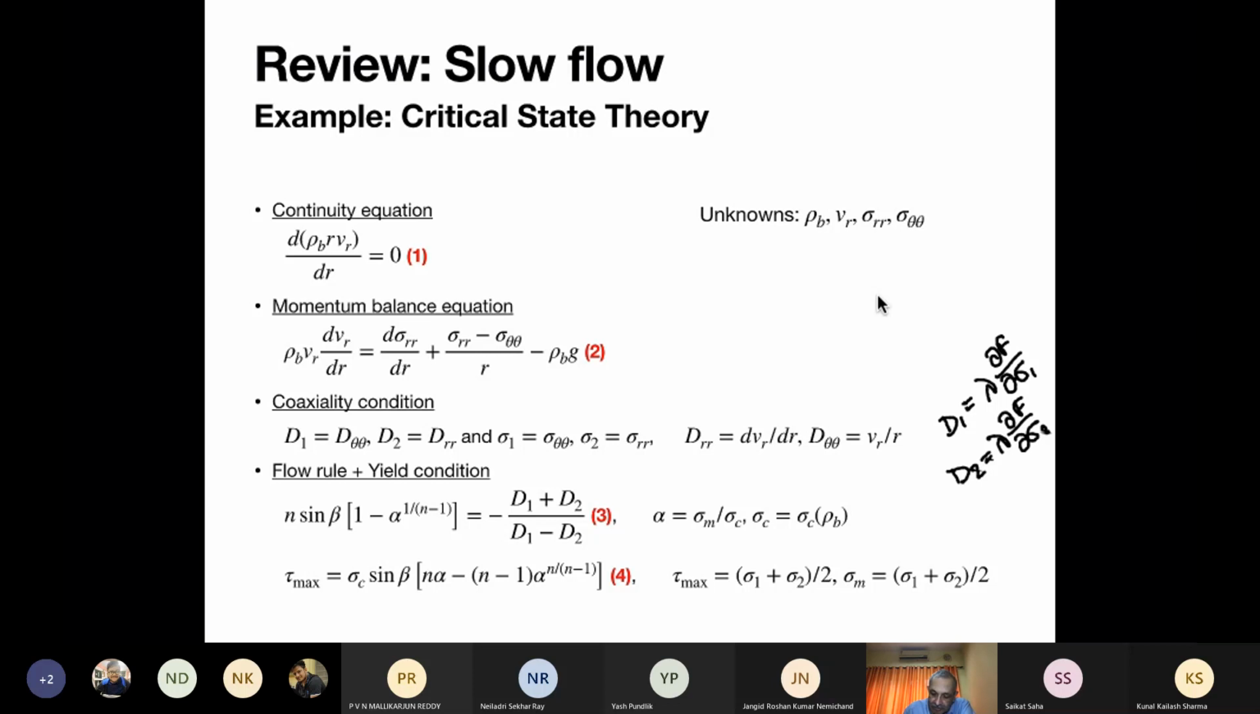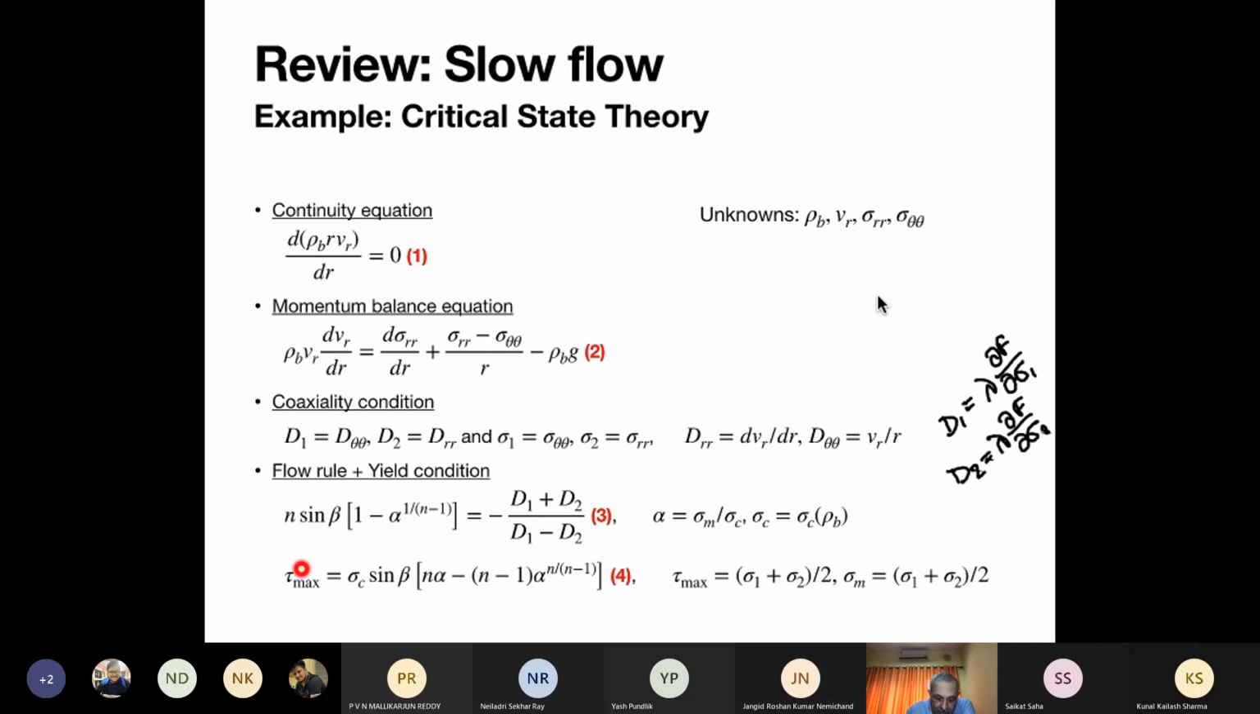And since we can always write sigma 1 and sigma 2 in terms of sigma m and tau max, using the yield condition we can get this equation, which relates the principal components of the rate of deformation tensor to the yield condition. And in here, alpha is the ratio of sigma m by sigma c, and sigma c is a material function which depends only on density. So using flow rule and yield condition together gives us this.